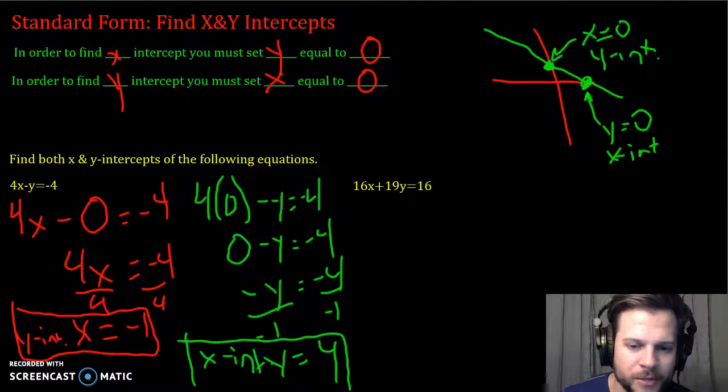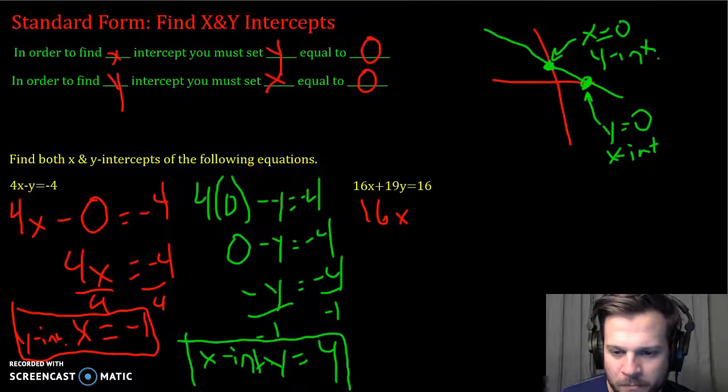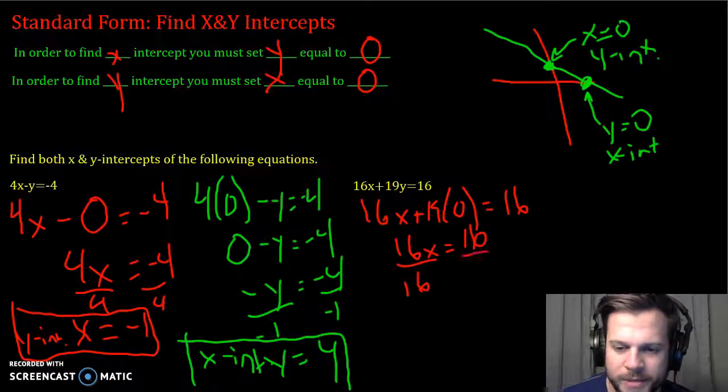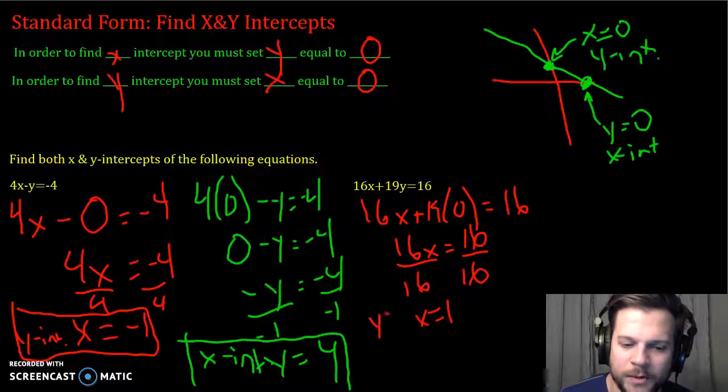To find the x-intercept first, we're going to set y equal to 0. So 16x equals 16, and then you divide both sides by 16. So x is equal to 1 is your x-intercept.